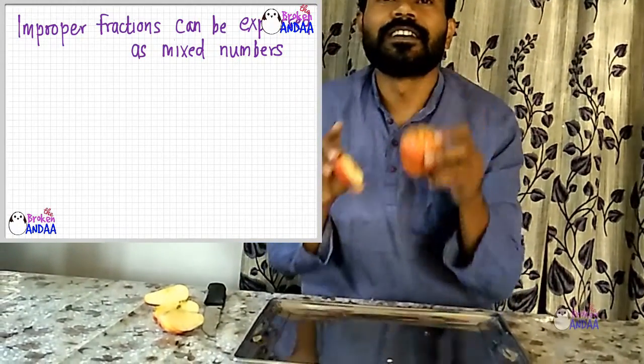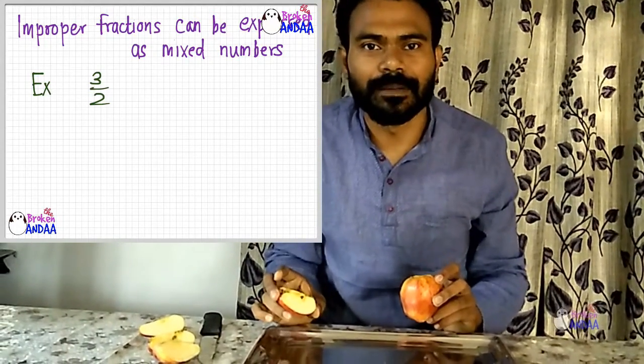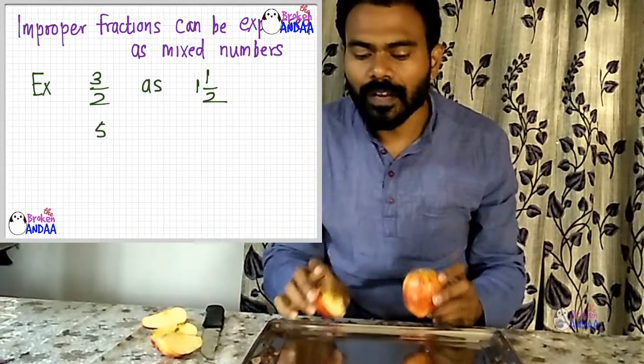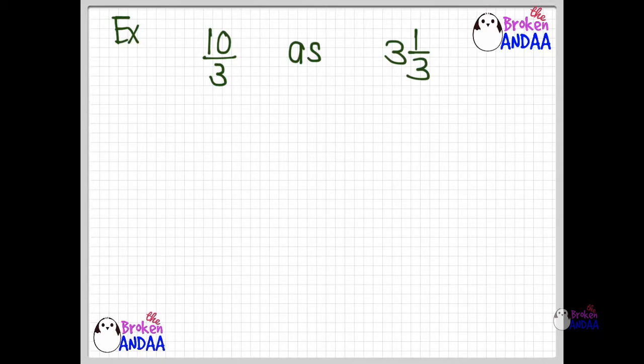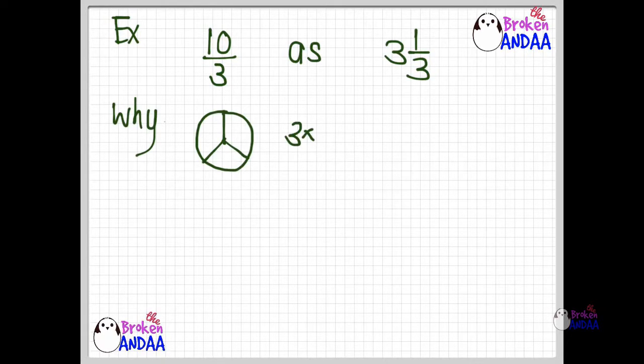And we can write it as 1 and 1 upon 4. Now it actually means 5 by 4, but it can be written as 1 complete apple plus 1 by 4, and that's why improper fractions can also be written as mixed numbers. Okay, so we now know about improper fractions and mixed numbers. For example, let's say we have 10 by 3, so we can write 10 by 3 as 3 and 1 by 3. 3 into 1 by 3 is equal to 1.